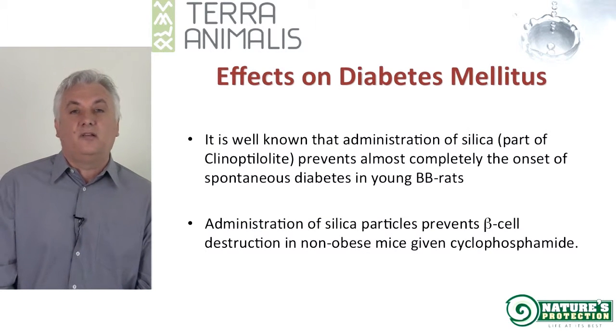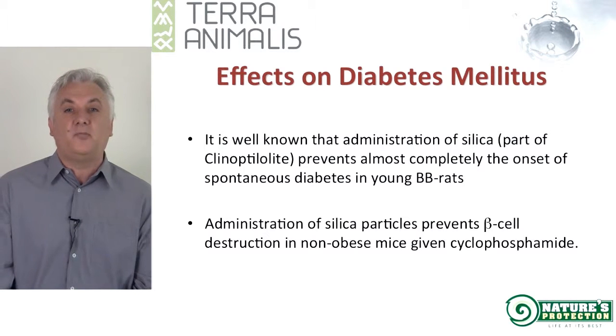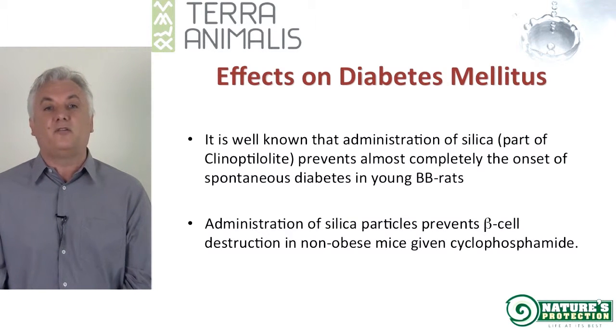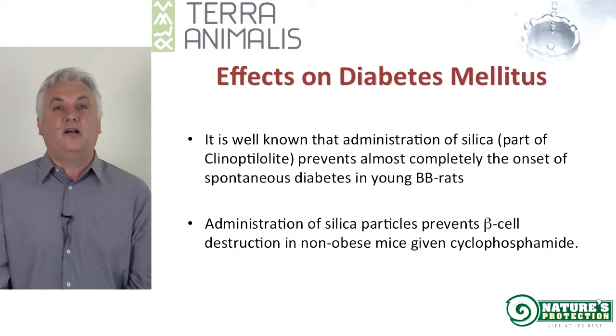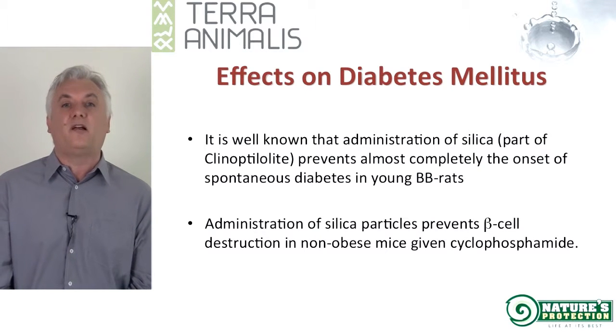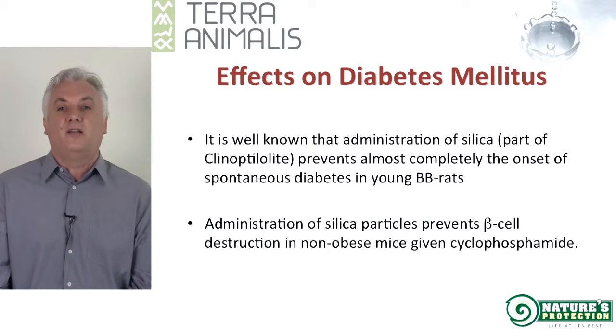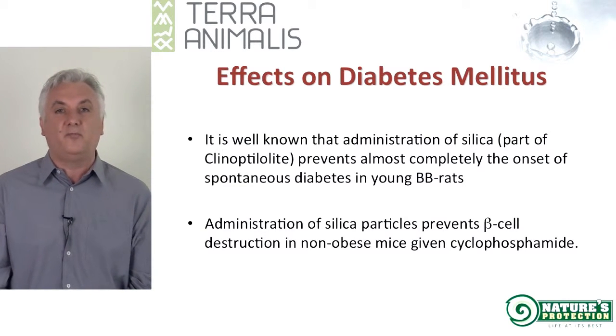It is well known that administration of silica, part of the clinoptilolites, prevents almost completely the onset of spontaneous diabetes in rats. And administration of silica particles prevents B-cell destruction in non-obese mice given cyclophosphamide, so it was induced diabetes mellitus.